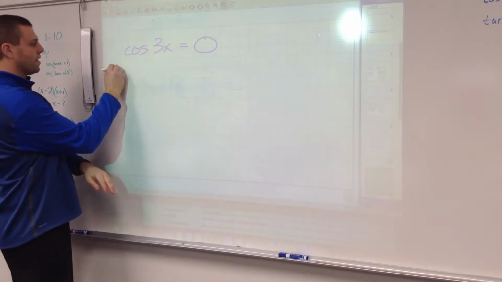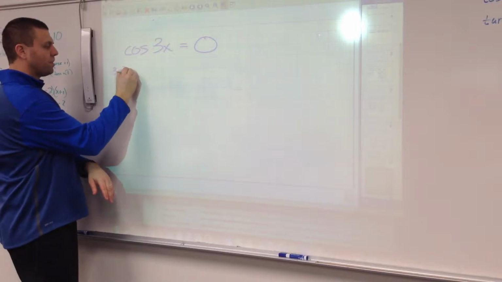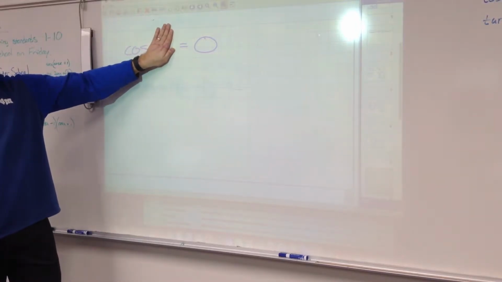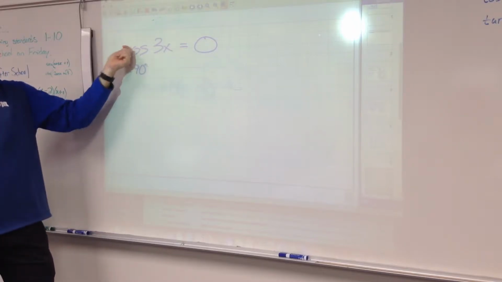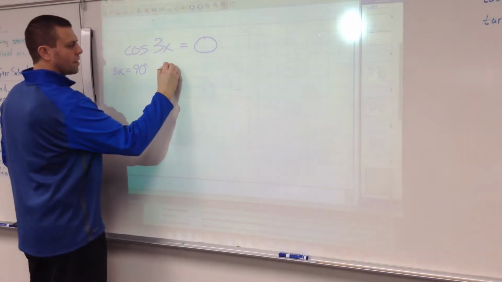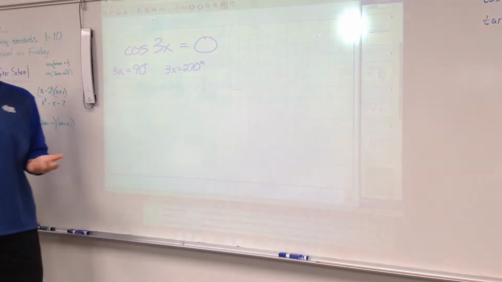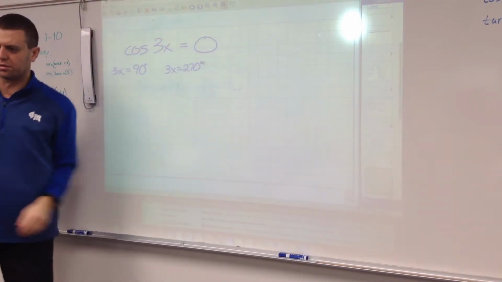So I'm going to set, I'll use degrees here to make it a little bit easier on you for the time being. I'm going to set 3x equal to 90 degrees. Because I know that if 3x is 90 degrees, I know that's a solution. Because I know the cosine of 90 degrees is equal to 0. But I also know if 3x equals 270 degrees, that is also a solution. Because I know the cosine of 270 degrees is also equal to 0.